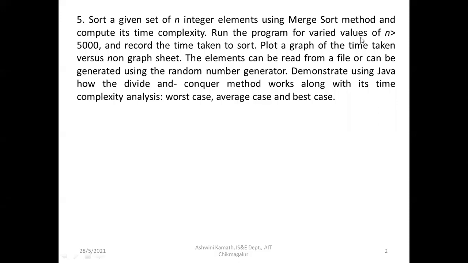Demonstrate using Java how the divide and conquer method works along with its time complexity analysis: worst case, average case, and best case. Worst case, average case, and best case we have already discussed while discussing the merge sort algorithm. So today we discuss how the program works. Here they have given that the elements can be read from a file or can be generated using the random number generator. We are using the random number generator for taking the numbers because we have to take values of n greater than 5000.